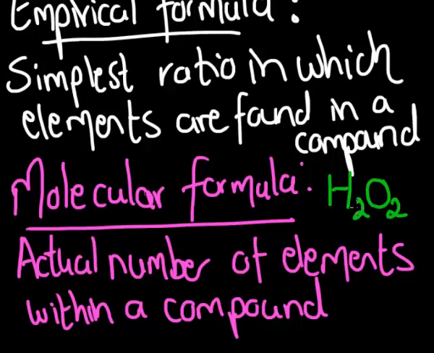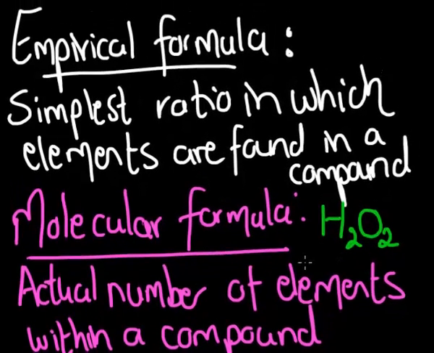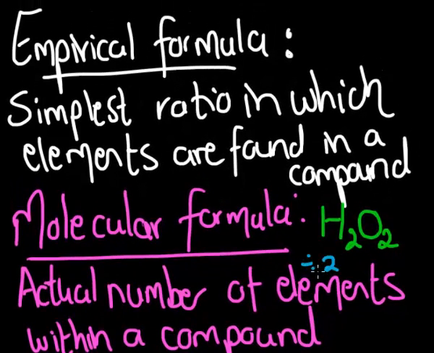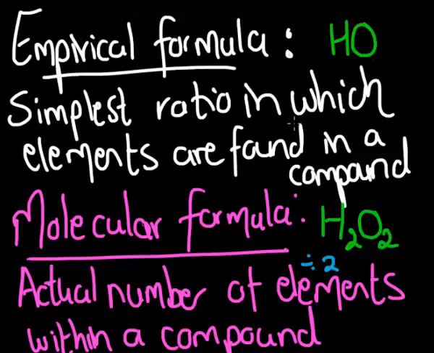But your empirical formula for hydrogen peroxide means the simplest ratio in which we would find this molecule, so we find a common denominator which we can divide through both of the numbers of each element. Our common denominator here would be 2. Once we've divided each number of elements by this 2, we end up with 1 hydrogen and 1 oxygen.